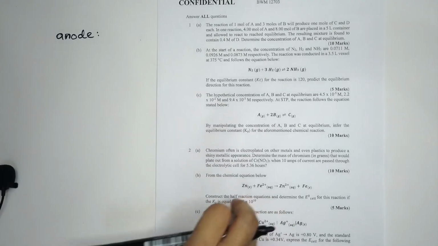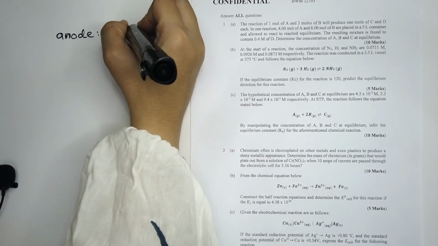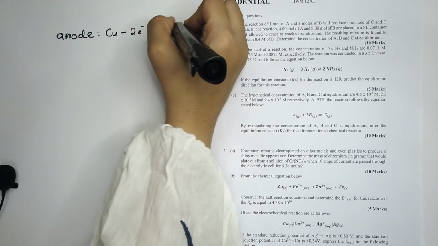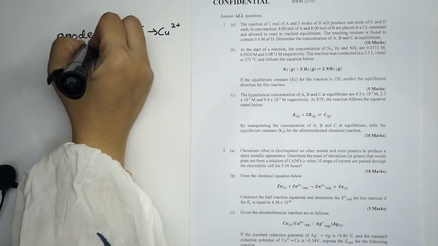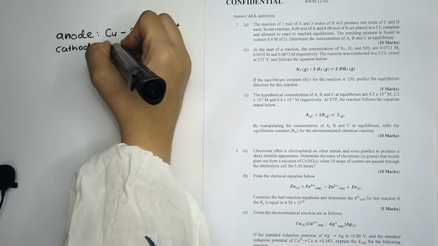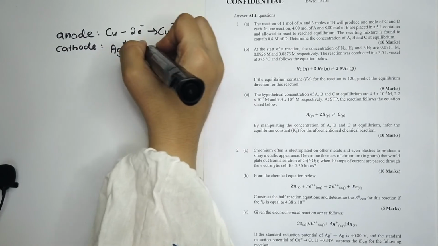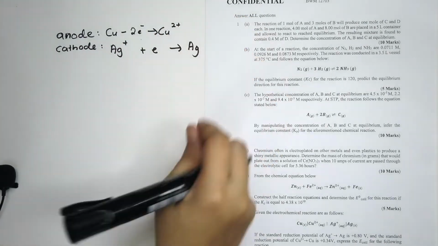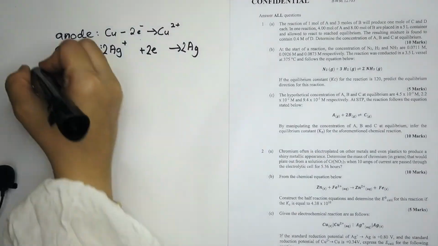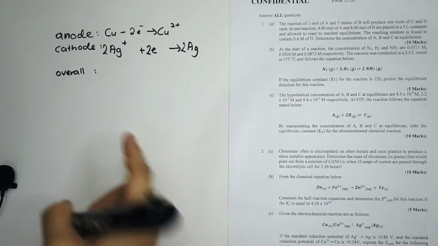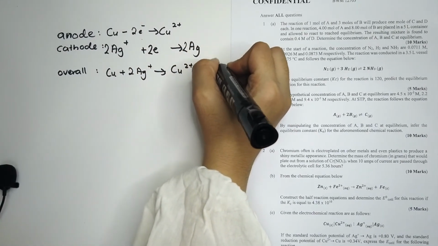So the anode is oxidation. So copper minus 2 electrons will produce Cu2+, right? And then the cathode. So you shall have the silver, which means that it undergoes the reduction. So Ag+ plus an electron will produce Ag. But since you have 2 electrons here, you need to have 2 of this. So you shall get the overall, or net, reaction: Cu plus 2 Ag+ will produce Cu2+ plus 2 Ag.